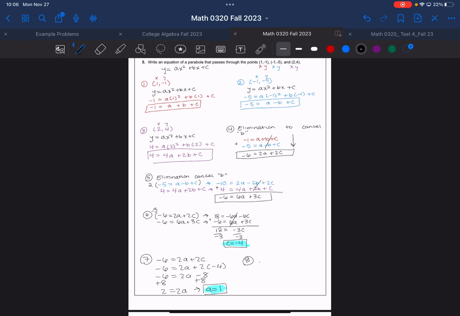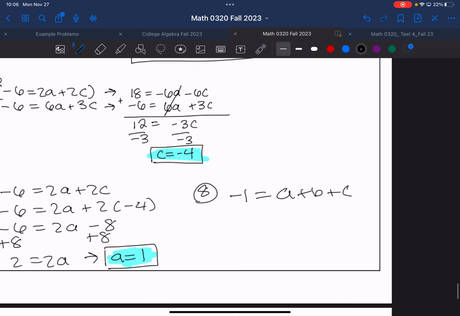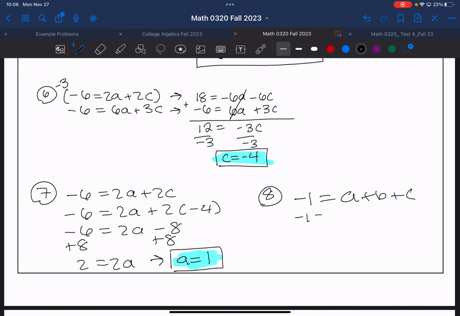So it's gonna be less work for me. So I have negative 1 is equal to A plus B plus C. So negative 1 is equal to A, I know A is 1, plus B, that's what I'm trying to find, and then C was negative 4. So solving for B, I have negative 1 is equal to B minus 3. Add 3 to both sides, I get B is equal to 2.